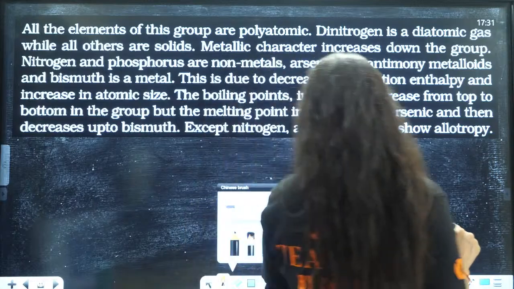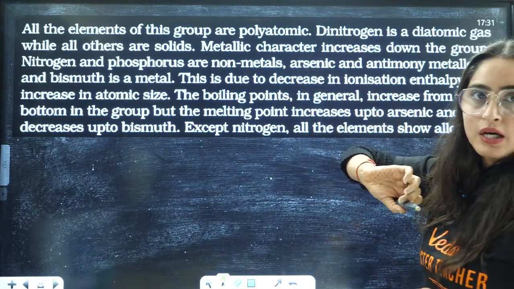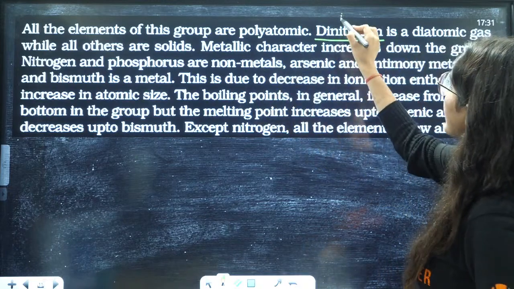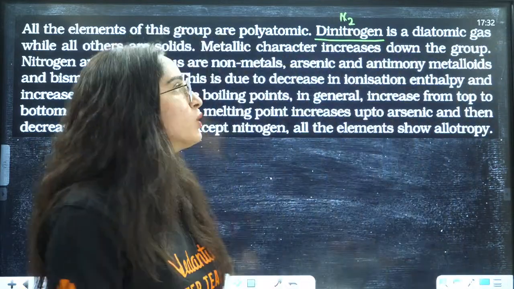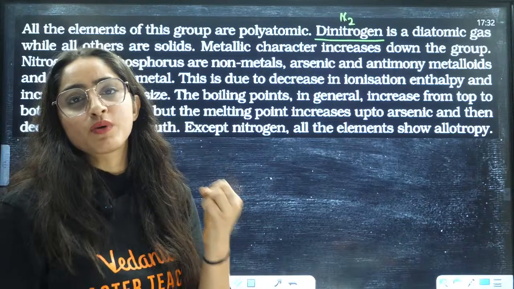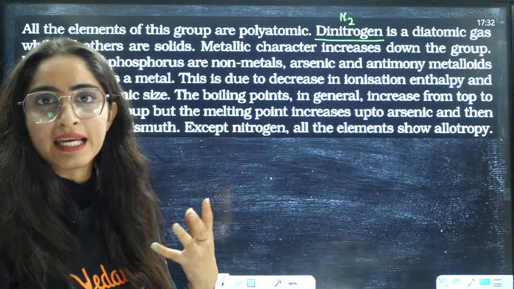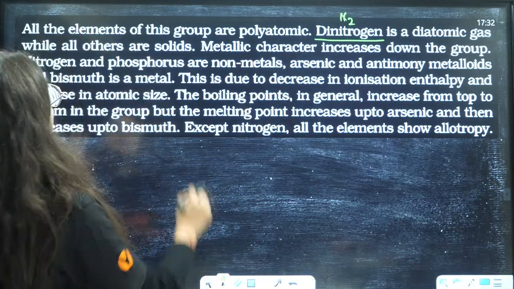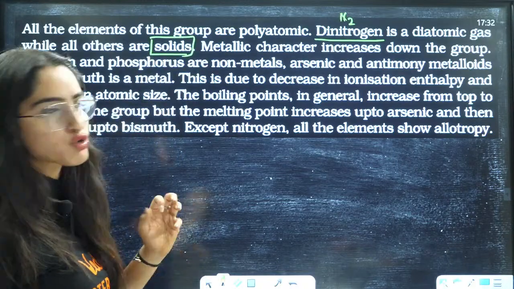All these elements of the group are polyatomic in nature. That means dinitrogen, nitrogen, exists as N2, right? Phosphorus will exist as P4. It will not exist as di, it will exist as tetra. Dinitrogen is a diatomic gas while all the others are solids, right? Phosphorus is a solid.